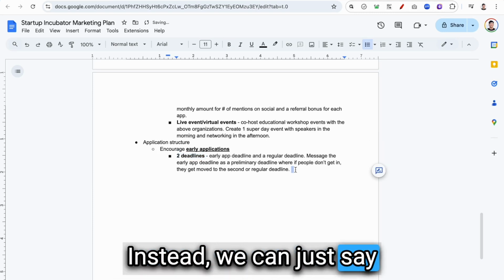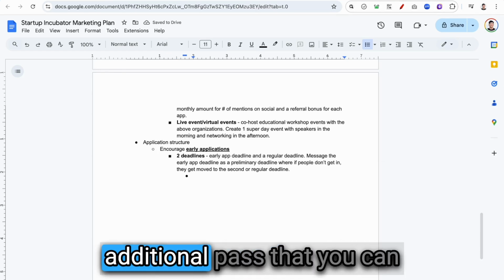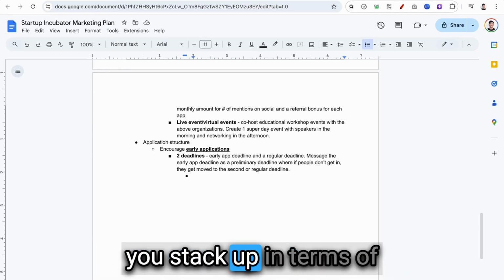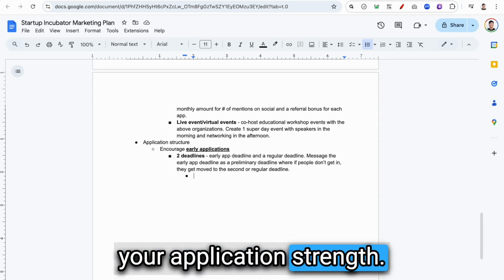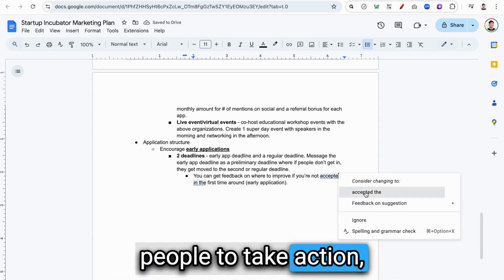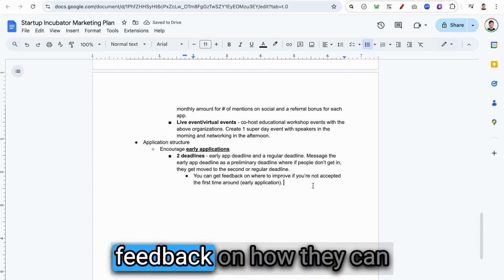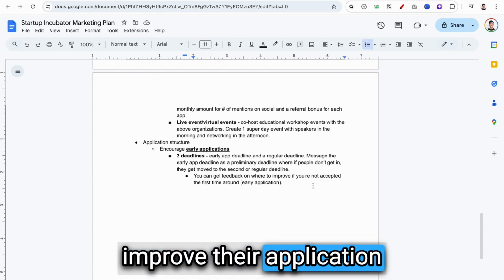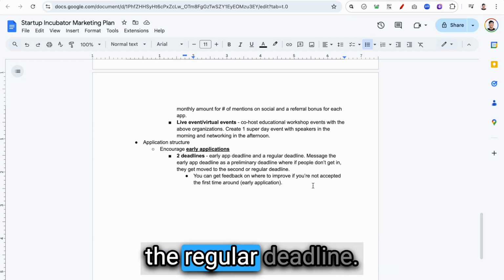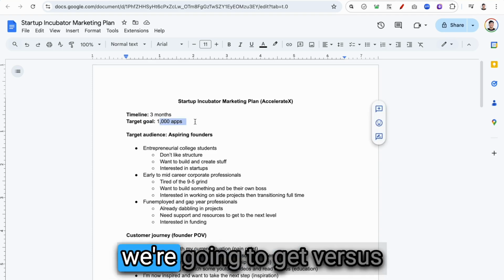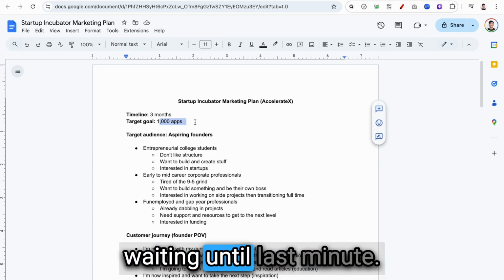This way, people don't feel like they're sacrificing their potential by applying to the early deadline. Instead, we can just say the early deadline is an additional pass that you can get if you want to see how you stack up in terms of your application strength. This way, we encourage people to take action, apply earlier, and if they don't get in, they can get feedback on how they can improve their application to hopefully get in during the regular deadline. We can also better anticipate how many apps we're gonna get versus waiting until last minute.